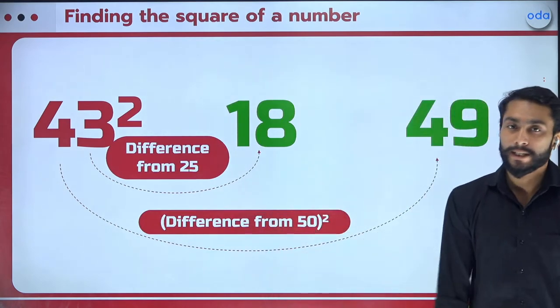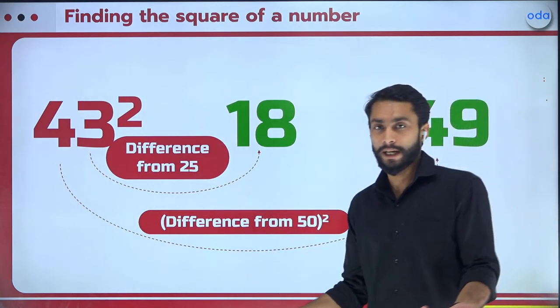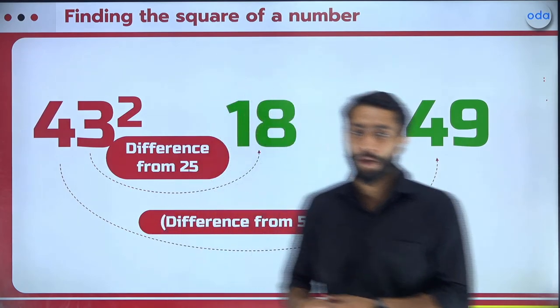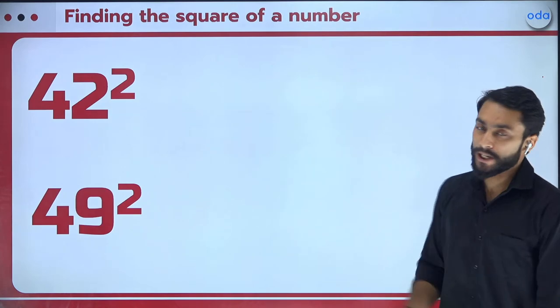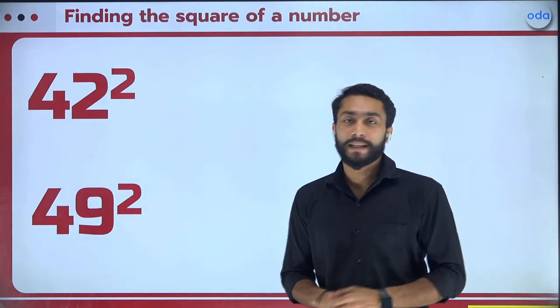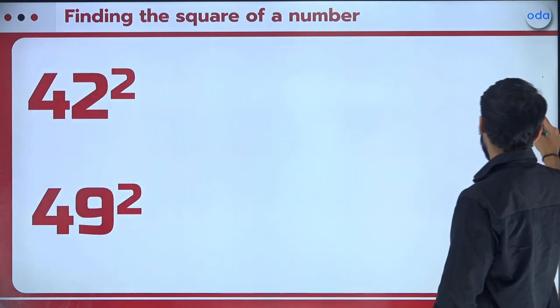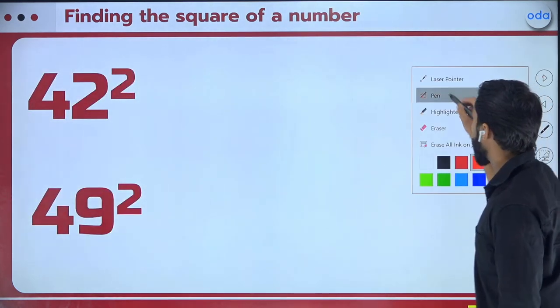So what are the last 2 digits? 49. What is the answer? 1849. Easy, right? How many seconds should we be taking to answer this? What do you think? Let's have a couple of questions and we will understand exactly how many seconds we require. All right. So you know that we will be having 4 digits in the answer, right?